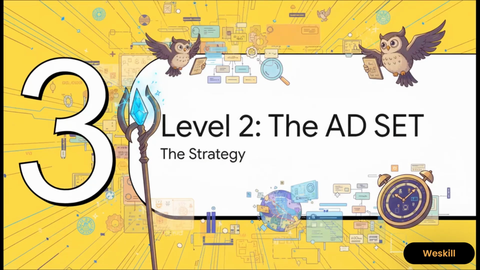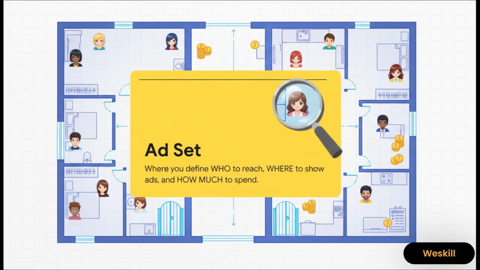Okay, now we're moving on to level 2, the ad set strategy. And honestly, this is probably the most important level of them all. This is where the real strategy happens, where the magic is, and where all your critical testing goes down. So the ad set. This is the level where you figure out your actual strategy. This is where you decide who you're trying to reach, where you're going to show them your ads, and how much you're willing to spend.